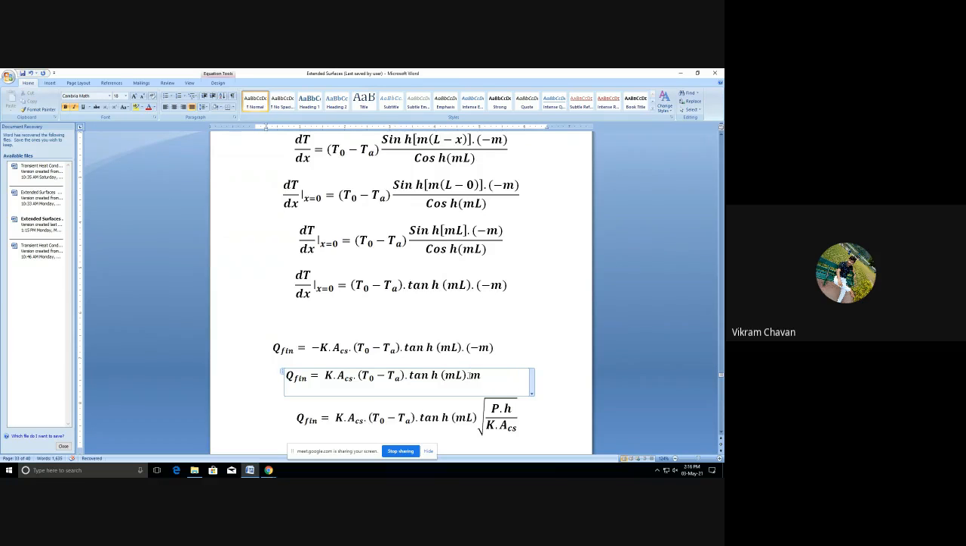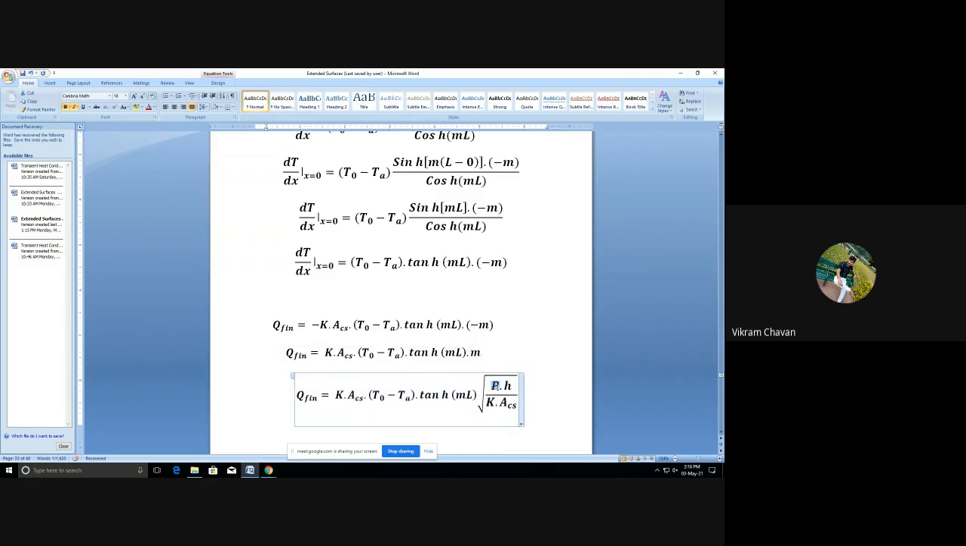And we know the equation for m as under root of P multiplied by h divided by k multiplied by A_cs, where P is the perimeter of the fin, h is the heat transfer coefficient, k is the thermal conductivity, and A_cs is the cross section area. Okay, so Q fin we will get as k multiplied by A_cs multiplied by (T0 minus Ta) multiplied by tanh of mL multiplied by square root of P multiplied by h divided by k multiplied by A_cs.